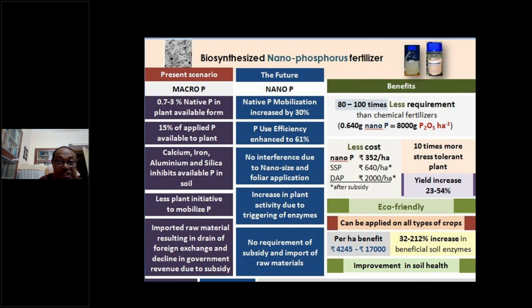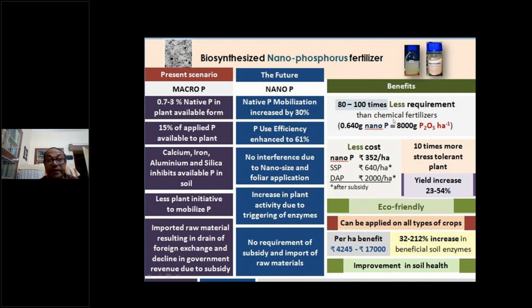In case of India, I am talking about imported raw material for P fertilizer production, and that way we are draining a huge amount of foreign exchange, and it is also declining government revenue due to subsidy. Also, we are giving this subsidy. So if you shift to nano fertilizer, there is no requirement of subsidy and import of raw material.